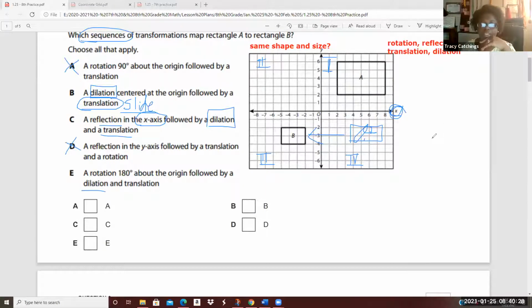Good job. That would have been a dilation. Translation. Good, good. All right, then look at E. E says a rotation of 180 degrees followed by a dilation and a translation. So let's think about a rotation.